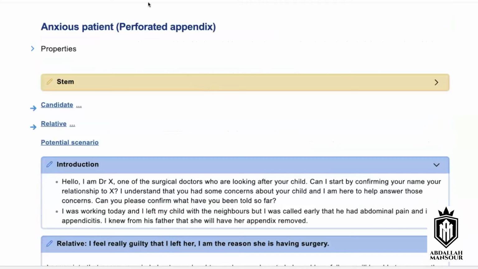Obviously, this is not part of this scenario, but it can be asked somewhere else. I think it can be asked in the procedures, in the scenario of arranging the theater list. You can be asked to define a consent: what is a consent, what are the types that you know, and what are the differences between them? So you need to know that.